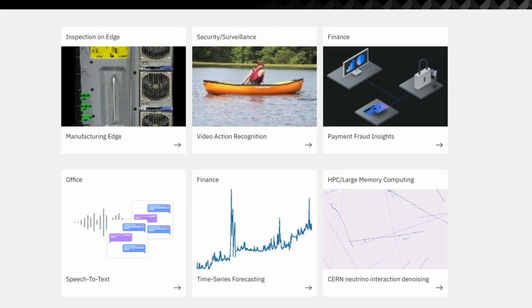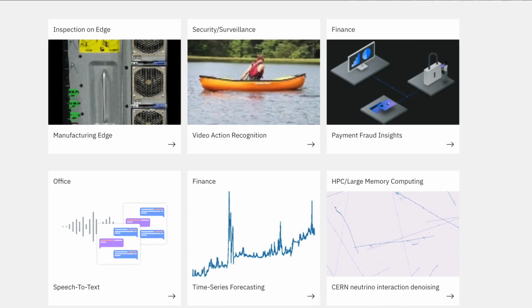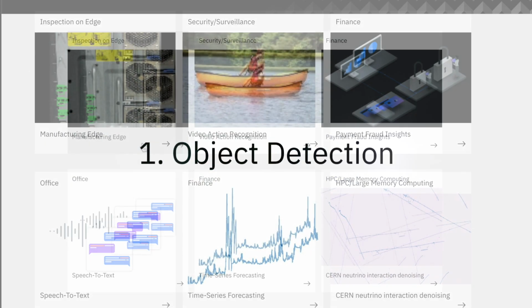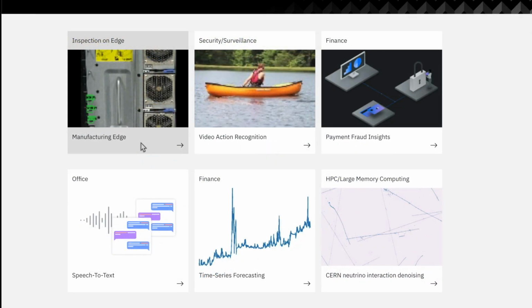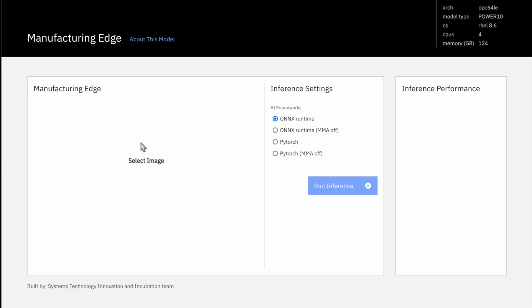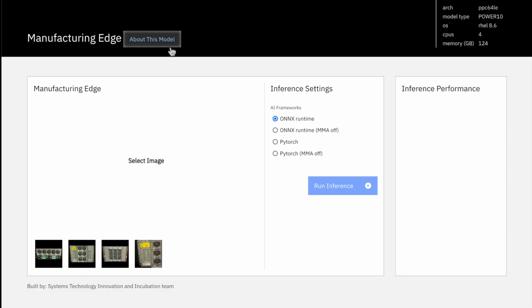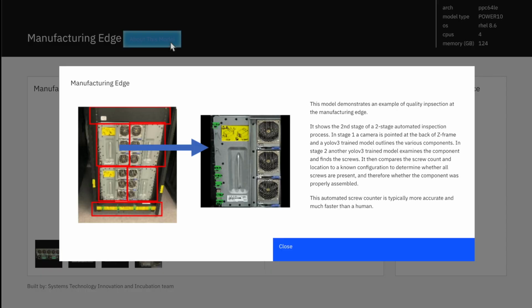And now let's dive into the 6 demos. This real-time object detection use case is currently being used by IBM Supply Chain for quality inspection. This is an example of the Z-frames inspection. It is a multi-stage inspection process using YOLO 3 AI models trained on the IBM Maximo Visual Inspection platform.